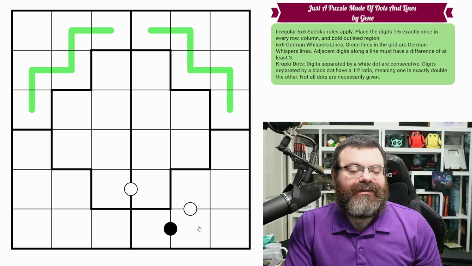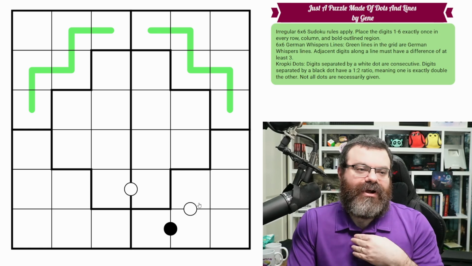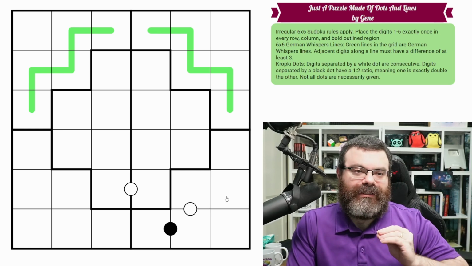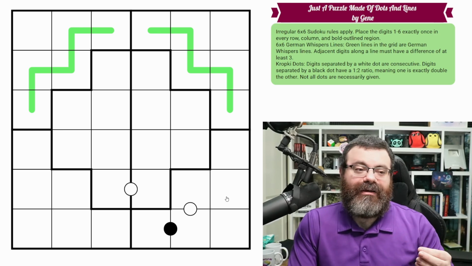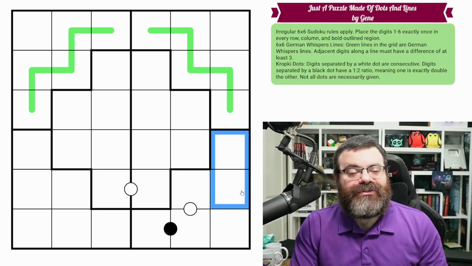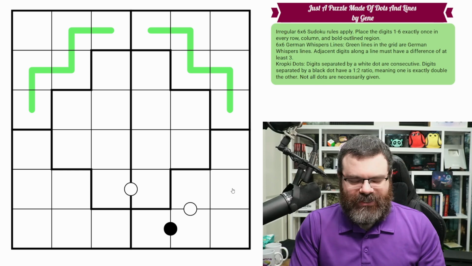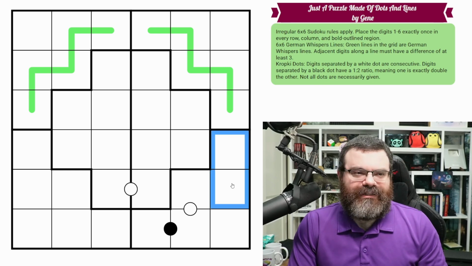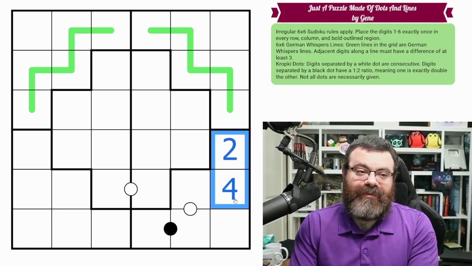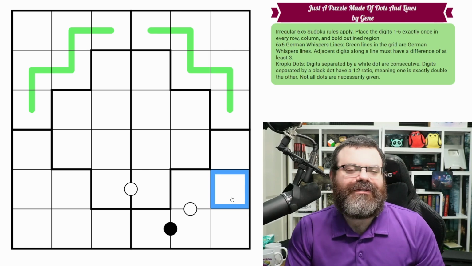Not all the dots are necessarily given. We just say that because the standard Kropki constraint, the Kropki puzzle itself, which is a different pencil puzzle than Sudoku, but has been incorporated into Sudoku, has all the dots given, meaning if you have 2 of these adjacent without a dot, that means they can't be consecutive and they can't be 1 to 2 ratio. But that is not true in this puzzle. Not all the dots are necessarily given. So if we do 2, 4 here, there could have been a black dot. If we do 2, 3, there could have been a white dot. That's perfectly fine. That can still be the solution.